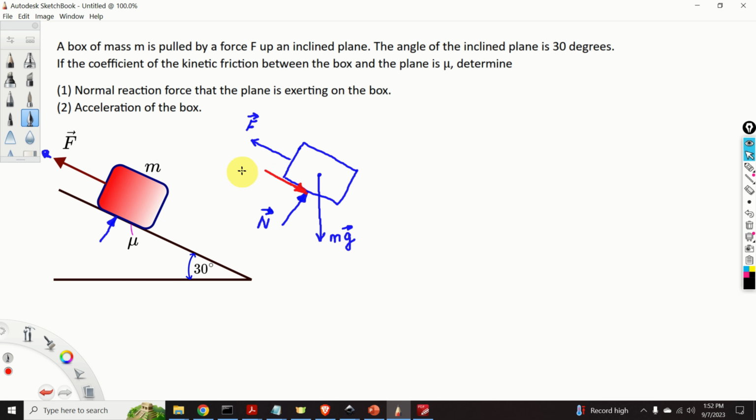Usually, we denote the friction force by F with the subscript mu, where mu is given in the problem statement, that is, mu is the coefficient of the kinetic friction. And here's our free body diagram. Next, we need to introduce the coordinate system.